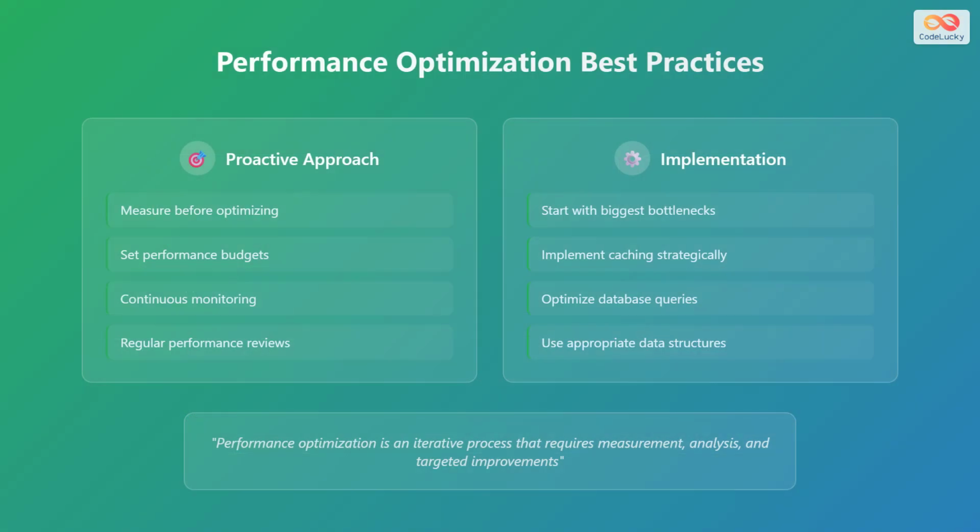Let's summarize the best practices for performance optimization. Take a proactive approach by measuring before optimizing, setting performance budgets, continuously monitoring, and conducting regular performance reviews. When it comes to implementation, start with the biggest bottlenecks, implement caching strategically, optimize database queries, and use appropriate data structures. Remember, performance optimization is an iterative process that requires measurement, analysis, and targeted improvements.